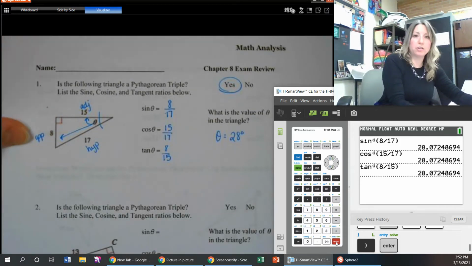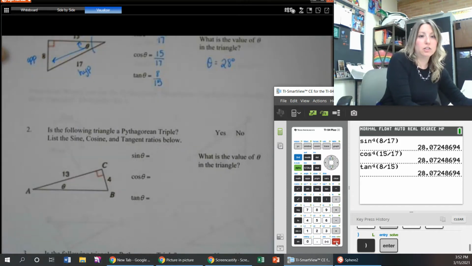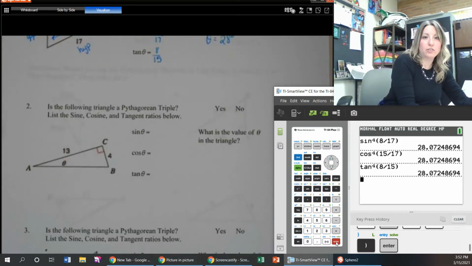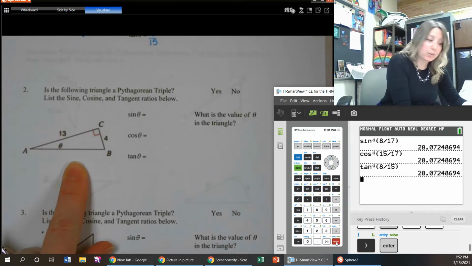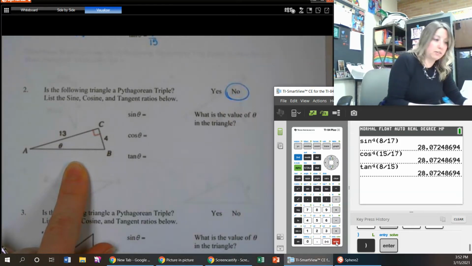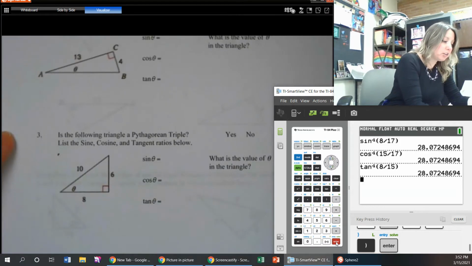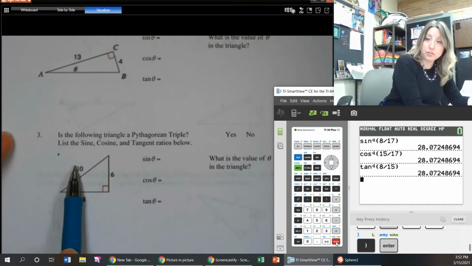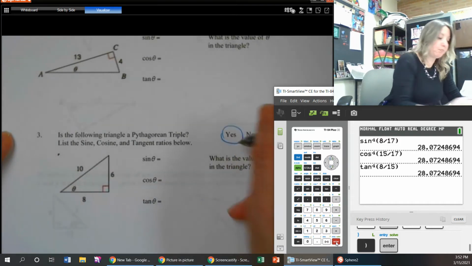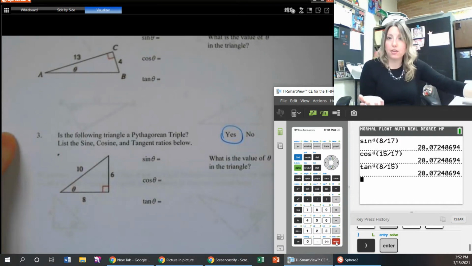I do just want to say, you can do this again here and check the answer key. This is not a Pythagorean triple. Okay, so no for this guy. Yes, because any multiples of a Pythagorean triple are themselves a Pythagorean triple. So this is a 3, 4, 5, all the sides multiplied by 2. Okay, just a reminder on that front.